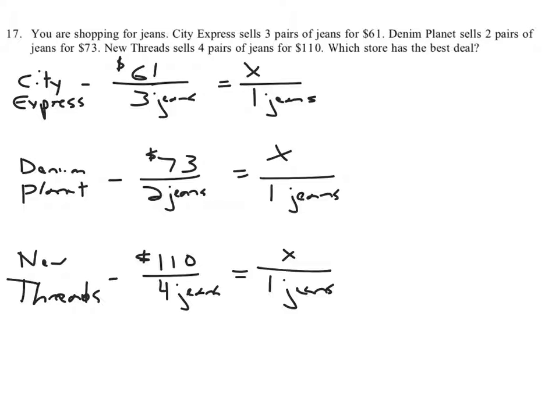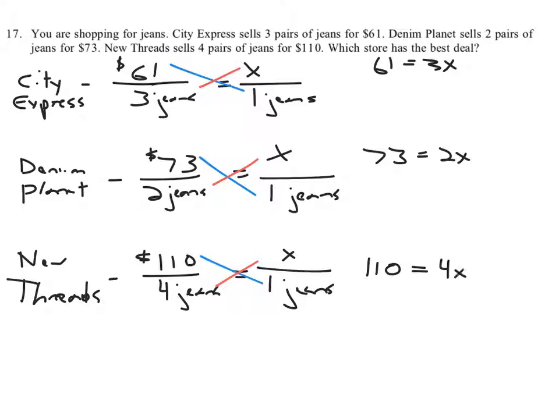Okay, now again, we can do this as a proportion. 61 equals 3x. Okay, we can set this one up as a proportion. 73 equals 2x. And we can set this up as a proportion. 110 equals 4x. Okay, and let's go through and let's just divide by the coefficient each time. Divided by 3. Here divided by 2.